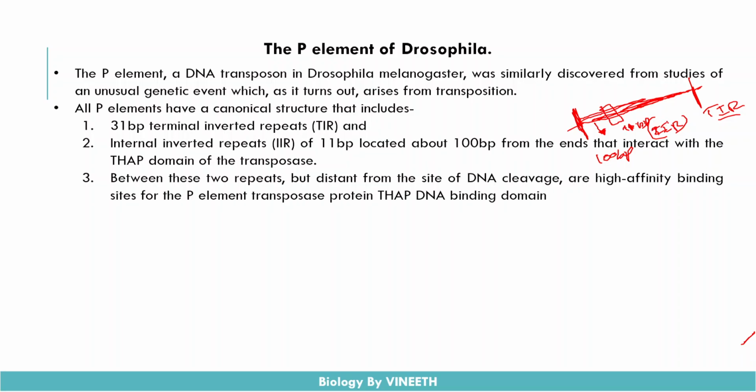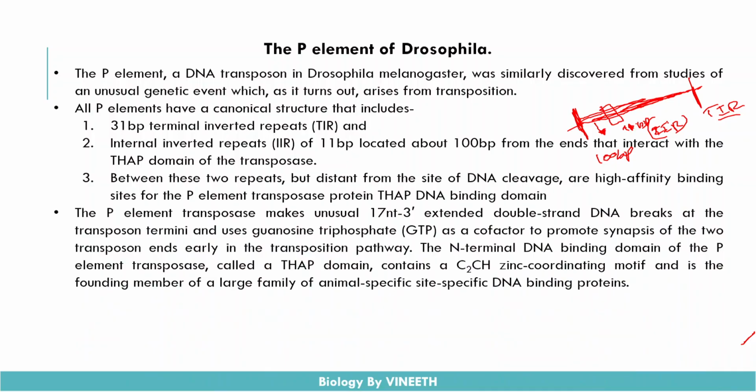Okay, so if you look at the structure of this transposase enzyme, this enzyme contains certain motifs which form a domain called the THAP domain. This THAP domain is specific for these P elements only, and this is actually a DNA binding domain, and this binding domain is in beta alpha beta form. So a beta alpha beta secondary structure will be involved in the formation of this THAP domain.